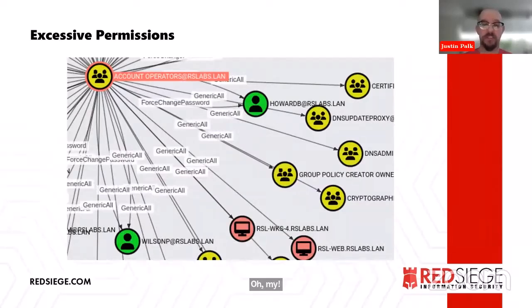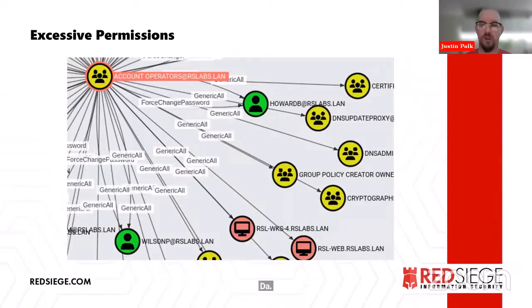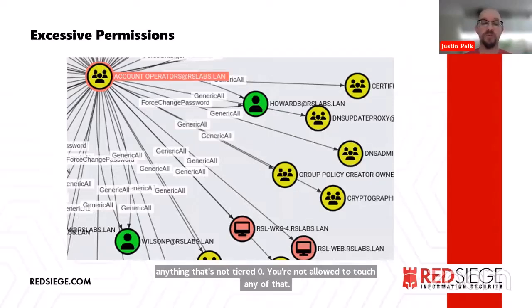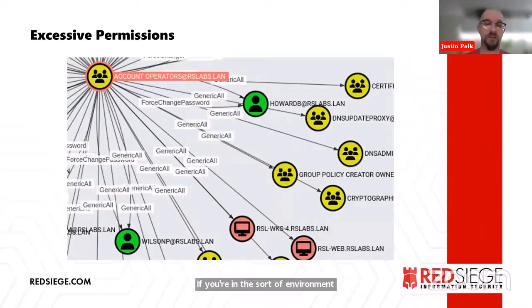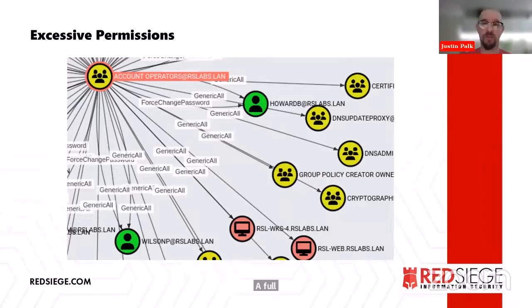So this is my section of the BloodHound graph for my very small lab domain. You can see that the Account Operators group has GenericAll over tons of stuff. Basically, Account Operators is about one step shy of DA. You have full control over all users, all computers, all groups, basically anything that's not tier 0. You're not allowed to touch any of that. So if you're in the sort of environment where they don't necessarily want a full domain compromise, but they've got some specific thing they want you to get at, Account Operators will probably get you there.